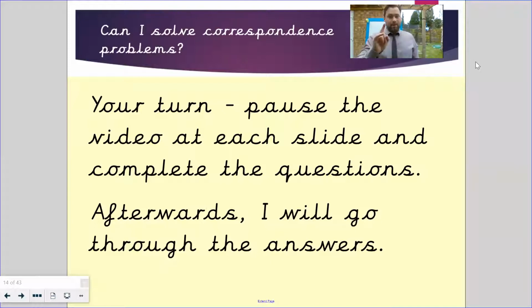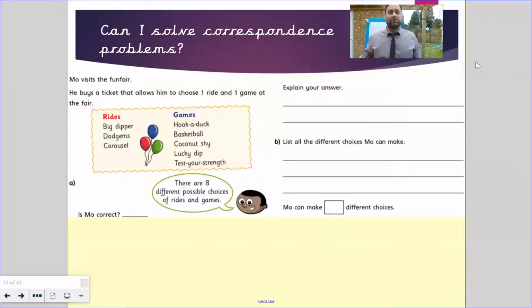So remember, I'm going to go through the slides. Here's your first question. Mo visits the fun fair. He buys a ticket that allows him to choose 1 ride and 1 game at the fair. Mo says there are 8 different possible choices of rides and games. Is he correct? Explain your answer. B, list all the different choices Mo can make, and then write in total how many he can make. Pause the video now and answer the questions.